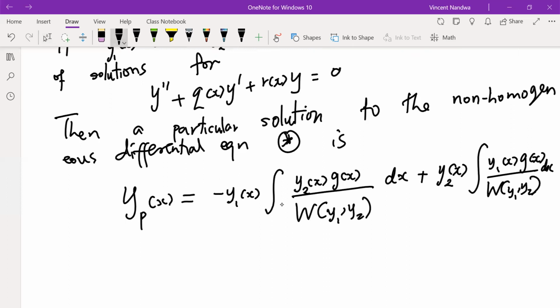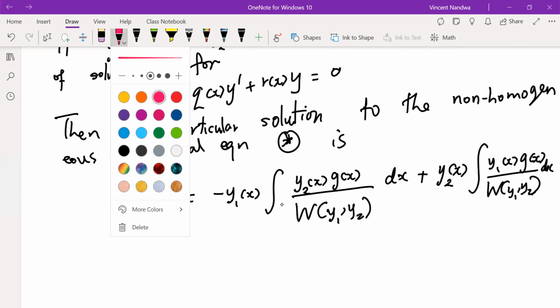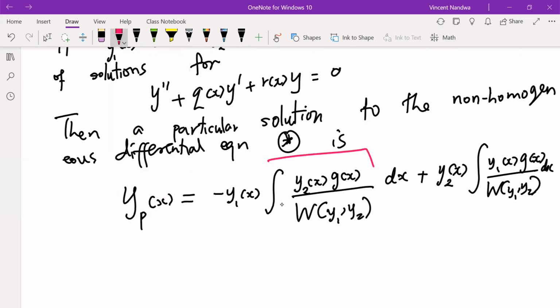Please note that in this formula, we are integrating this integrand, and then the answer we get is multiplied by negative y1 of x, and here we are integrating this function, and the answer we get is multiplied by y2 of x.